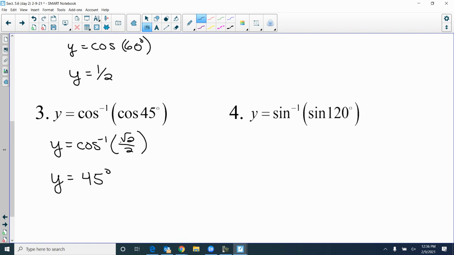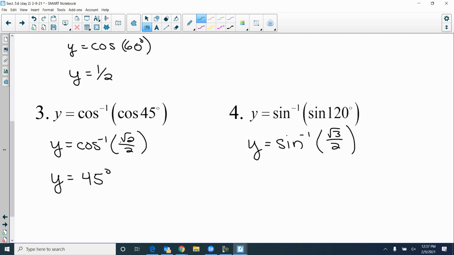All right, first of all, what is the sine of 120 degrees? Katie, what's the sine of 120 degrees? Square root of 3 over 2. Okay. There is an angle that has square root of 3 over 2. What is that answer going to be? What's the inverse sine of square root of 3 over 2?